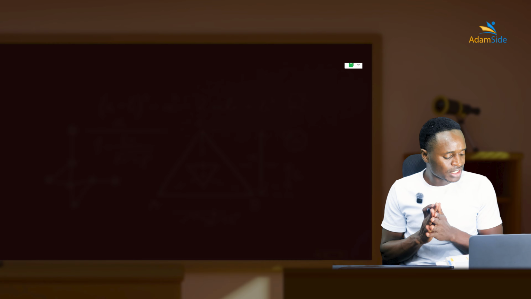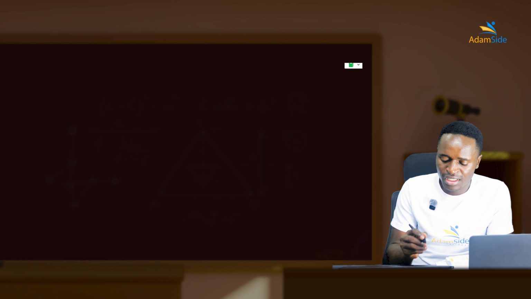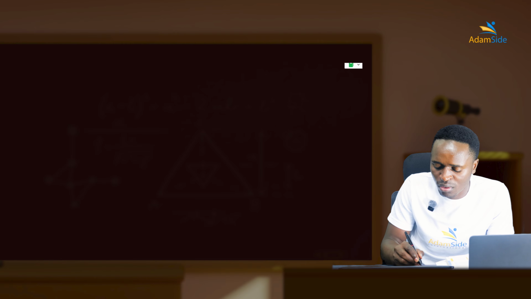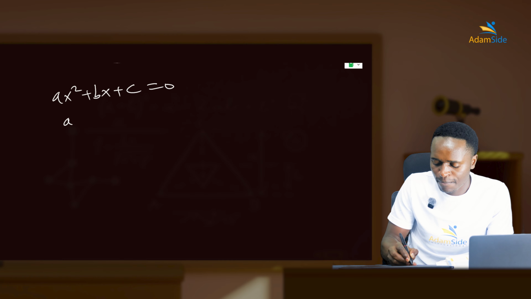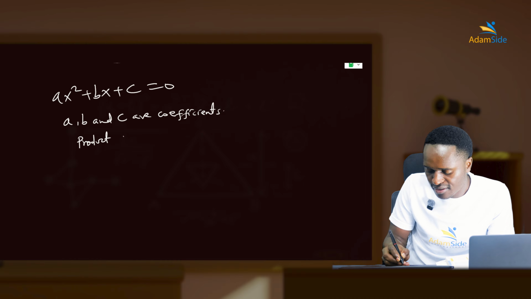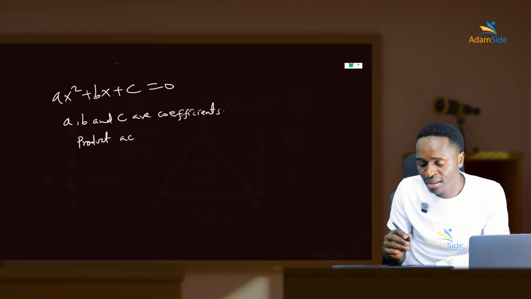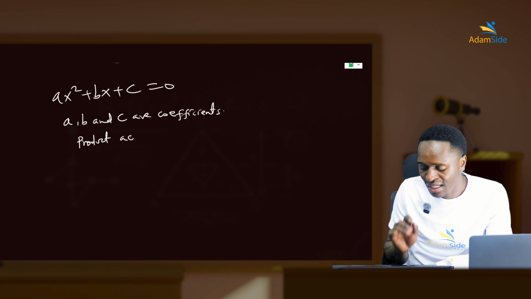So we are going to solve quadratic equations, and we will start with factorization. With factorization, we know that a quadratic equation is always in the form ax squared plus bx plus c is equal to 0, where a, b, and c are coefficients. Remember, by using the factorization method, we have to understand the coefficients. The coefficients are the numbers before the variables.